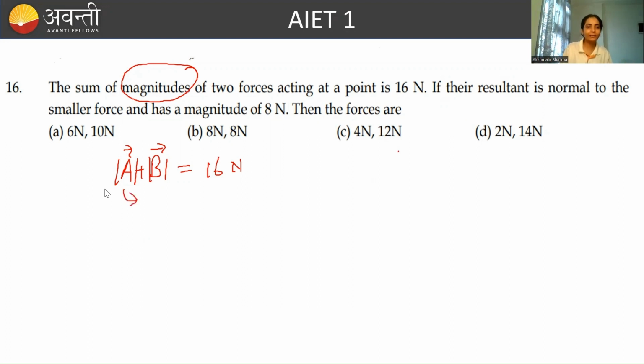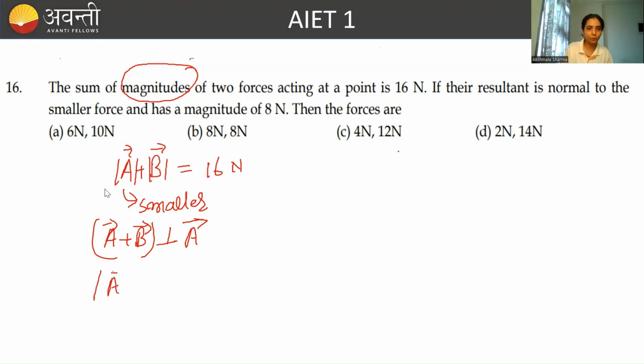Another thing, if the resultant, that is vector A plus vector B, is normal to the smaller force. So let's say A is smaller. According to the second line, vector A plus vector B is perpendicular to vector A. Then it is given that the magnitude of vector A plus vector B is 8 Newton. That is, mod of A plus vector B is equal to 8. So this is all given in the question. We have to calculate the value of A and B. Done. So mod of A plus B is 8.